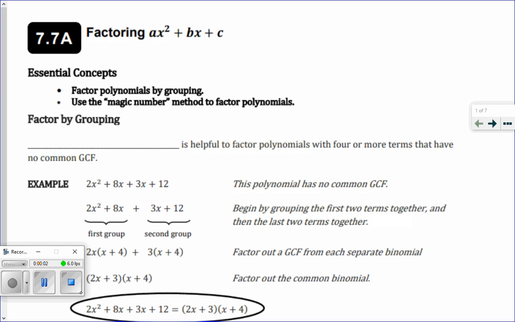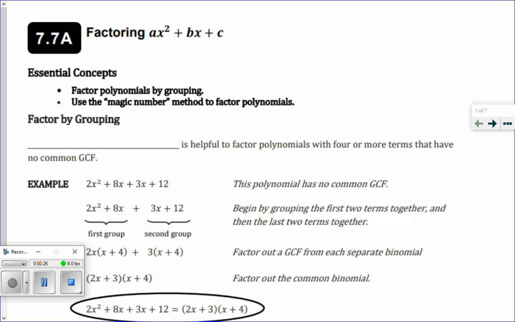So on this first part of lesson 7.7, we're going to focus on the steps for factoring trinomials like we did yesterday, except these trinomials are going to have a leading coefficient that is not just 1. So everything you did with the magic numbers in the last day or two was a nice setup of finding those two factors that add up to the middle number.